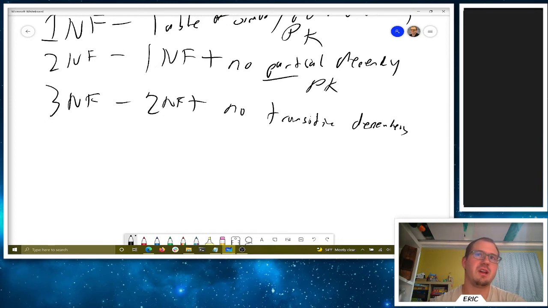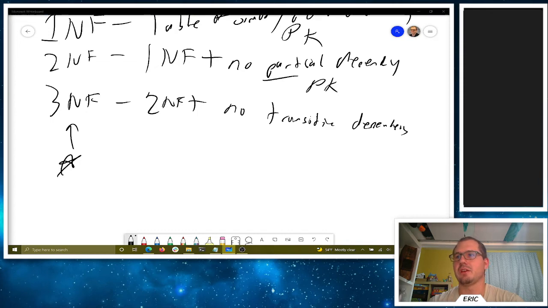And again, there's Boyce-Codd normal form and fourth normal form. We don't really care. We'll mention them a little bit, but we're not going to deal with them. Essentially, third normal form is our goal, right? We put a big star here for this one because that's the one we want to get to. That's the one that we like.